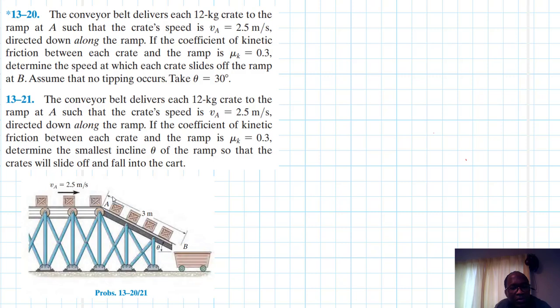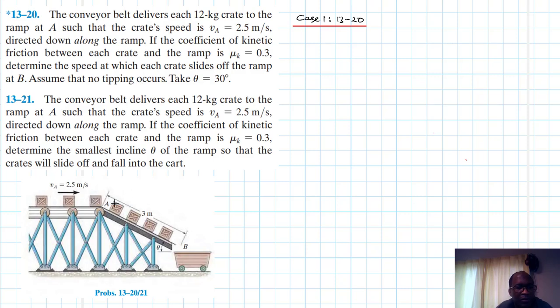This problem is coming from the Engineering Mechanics and Dynamics 14th edition by R.C. Hibbeler. Of course, we have two problems. We are only going to solve one in this particular case, and we'll solve the next one in the next video. So we have case 1, which is 13-20. And here we have a conveyor belt delivering crates of mass 12 kg each. We've been asked to determine the velocity at B.